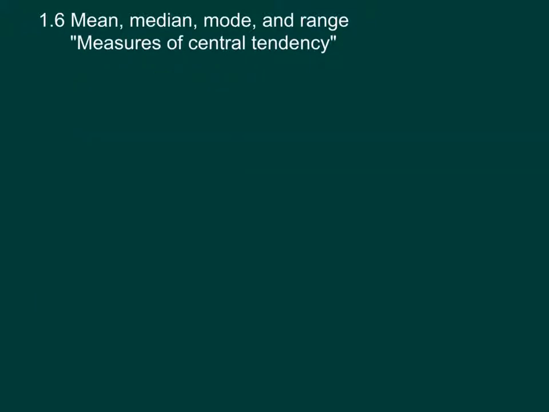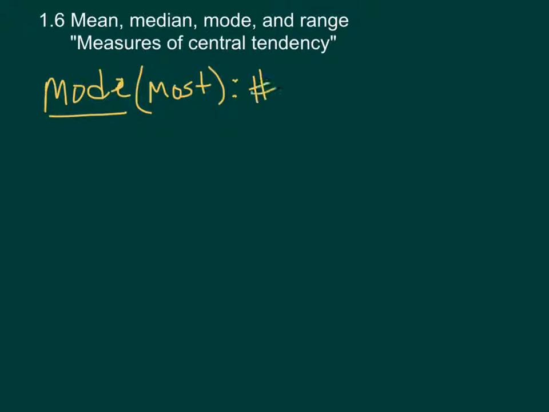Okay, so we've got mean and median. Now we're going to look at the mode. Okay, and my word association for mode is going to be the word most. This is the data item in a set of numbers or data that occurs most often. So it's the number that occurs most often.